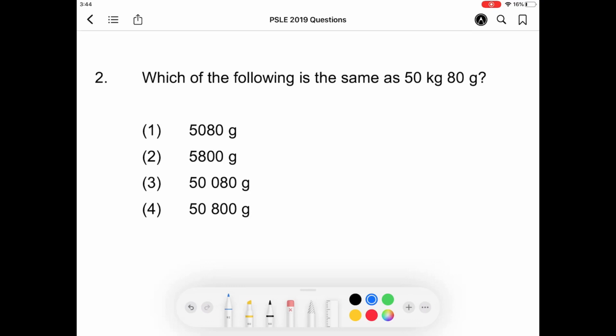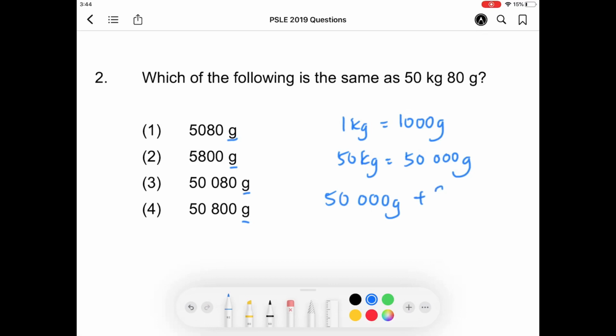Question 2. Which of the following is the same as 50 kg and 80 grams? Now, first you must notice that the options are all in grams, so you need to change the 50 kilograms to grams. Knowing that 1 kg is equal to 1000 grams, 50 kg will be equal to 50,000 grams. All you have to do is to multiply 50 by 1000. So if you were to add it up, 50,000 grams plus 80 grams, that will give you 50,080 grams. So the answer for question 2 is option 3.